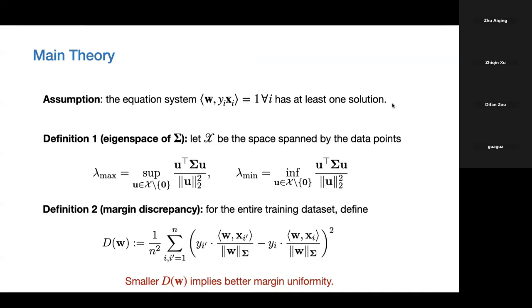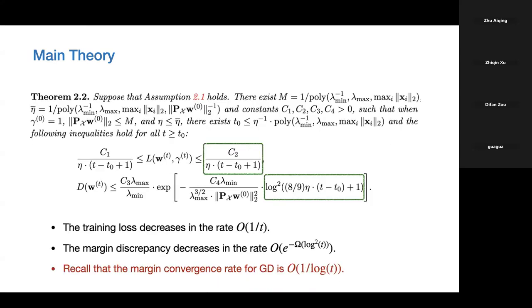There are also some definitions, including the smallest eigenvalue of the data matrix and, more importantly, the margin discrepancy. Because we want to show convergence to the uniform margin, the margin discrepancy implies the margin uniformity. So if we have a smaller D of W, then we can say that the margins at different data points are more aligned, more uniform.